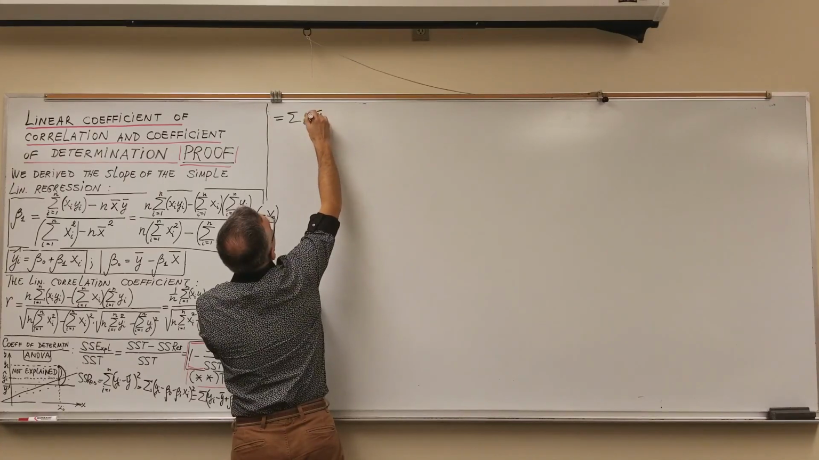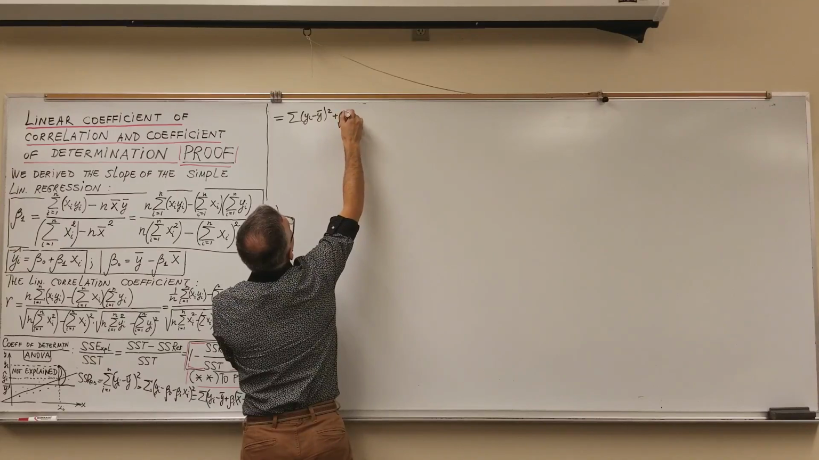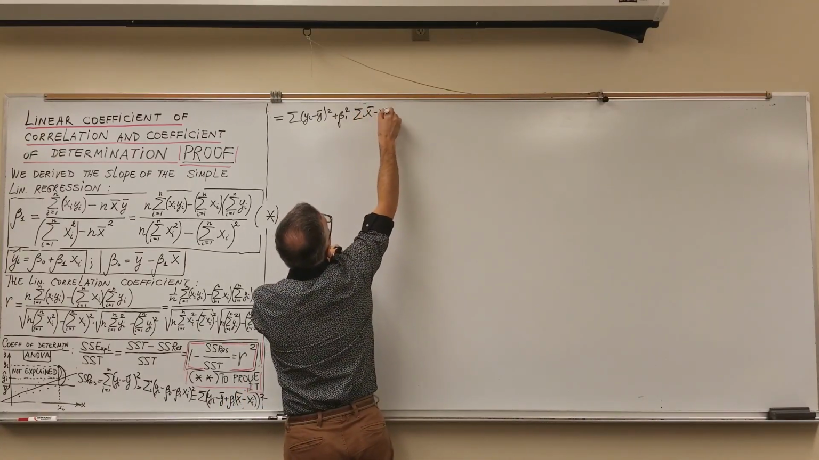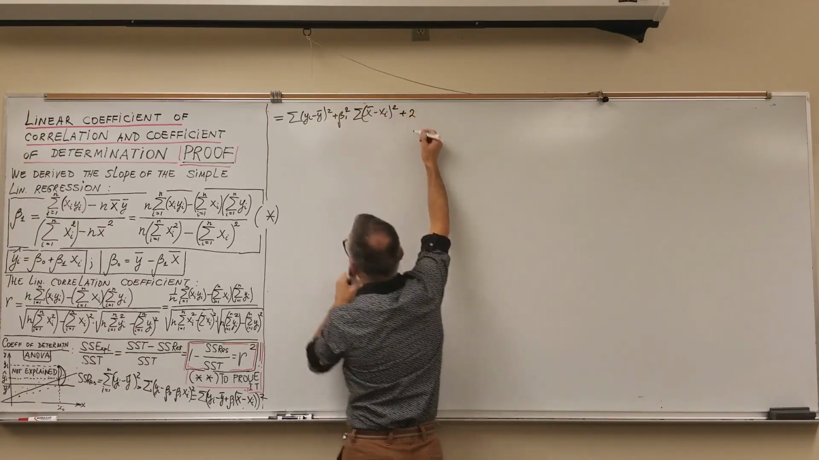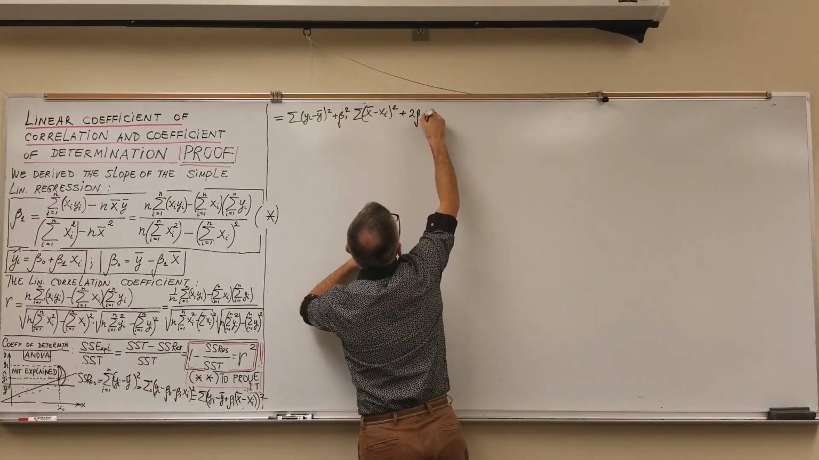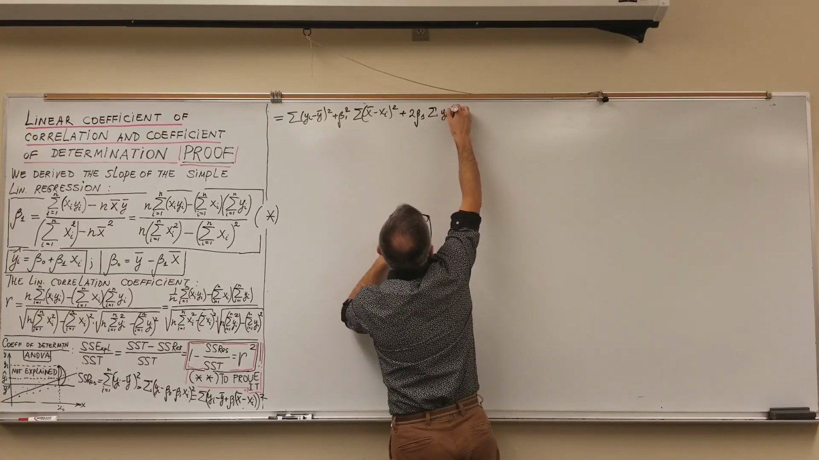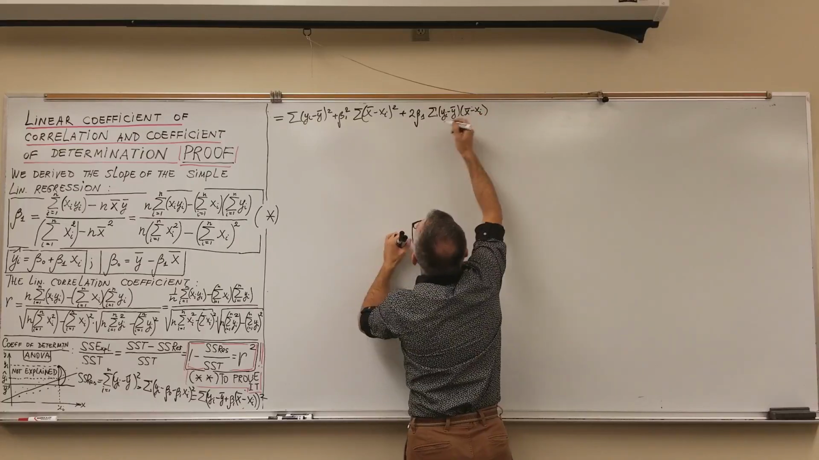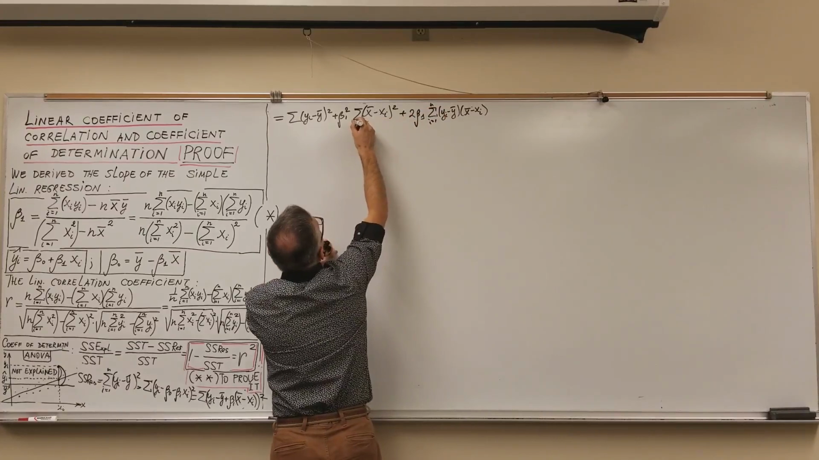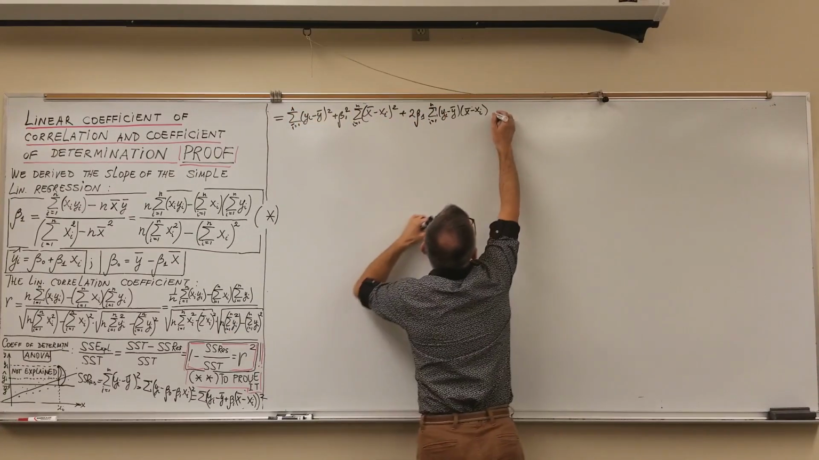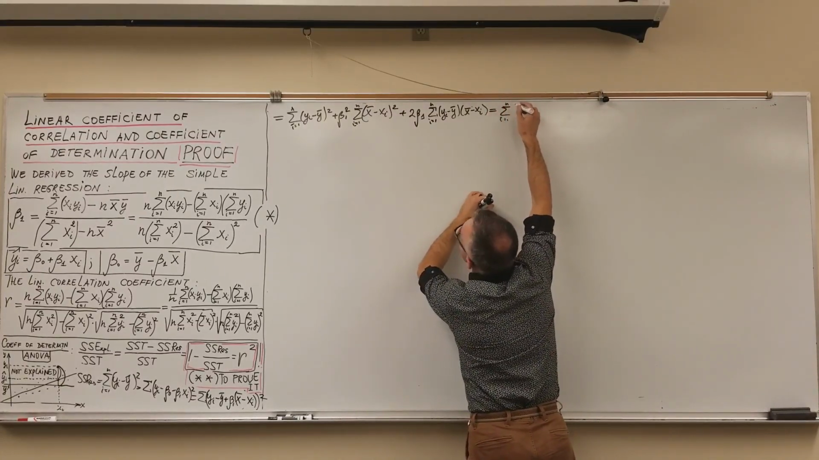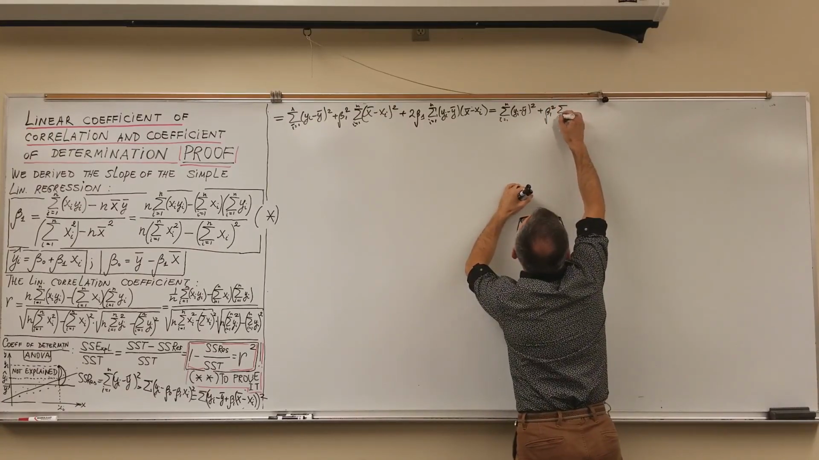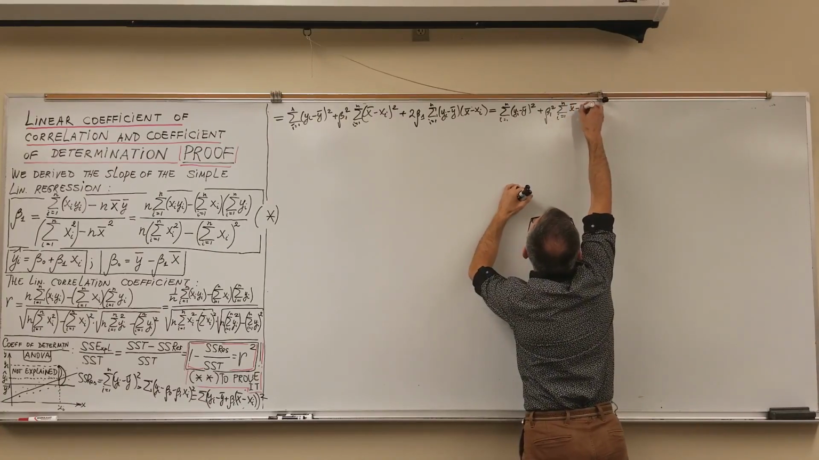It is equal to the summation of yi minus y bar squared plus beta 1 squared. Beta 1 is a constant, pull it out of the sum, beta 1 squared. What's under the sum? x bar minus xi squared. And plus twice their product, two beta 1s out. And here I have the summation of yi minus y bar multiplied by x bar minus xi. Everywhere my summation indices are from 1 to n. And it's equal to the summation from 1 to n of yi minus y bar squared plus beta 1 squared, the summation i from 1 to n of x bar minus xi squared.